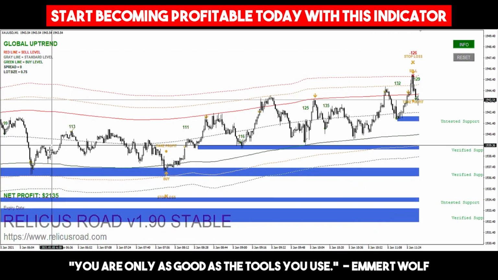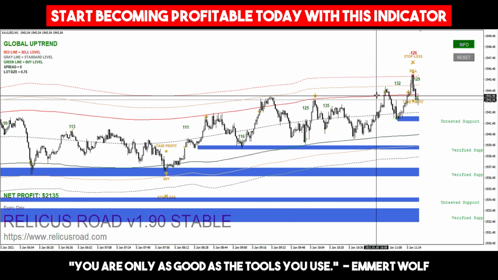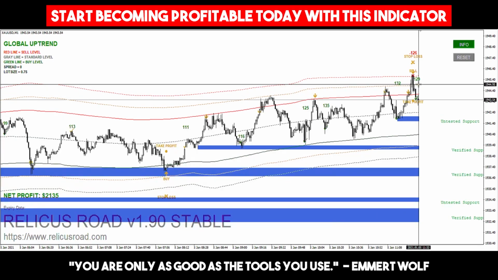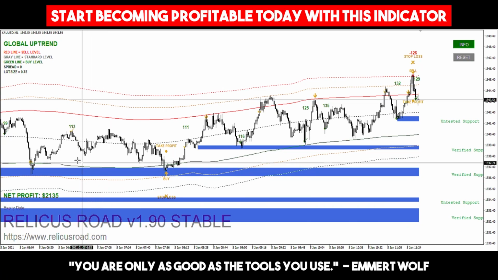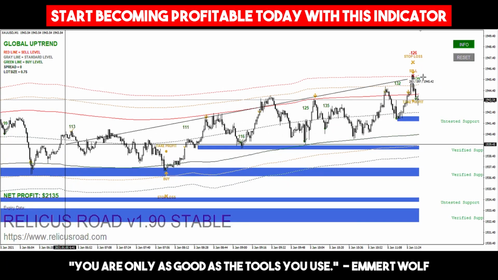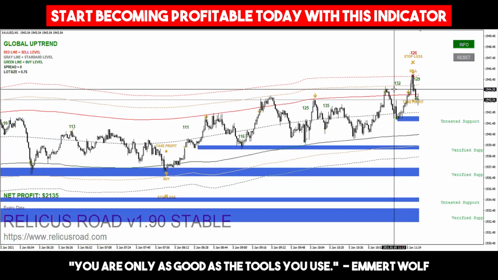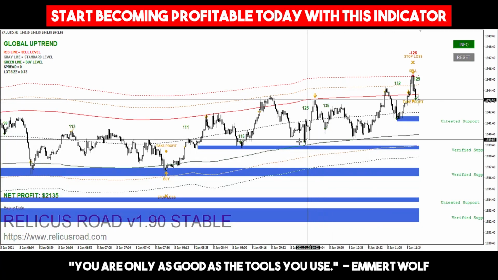Imagine 1, 2, 3, 4, 5, 6 signals. You could have made around $1,000 within, let's say, around 5 hours, on 0.75 lot. Okay, you can make your own lot. You could take a really big lot here, a lot of one. That really depends. If you took the lot 1, that would be around $1,500 or $2,000 made easily.